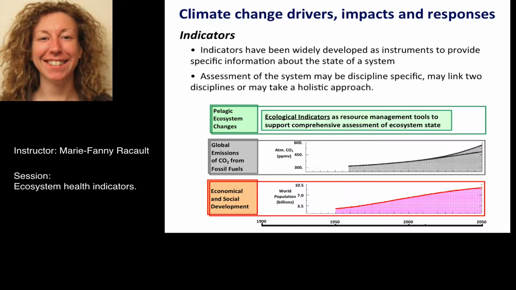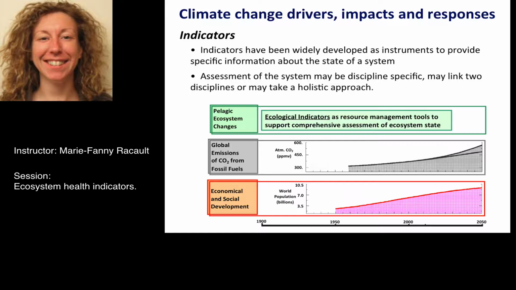So as I mentioned, we have drivers, so environmental and social development. An indicator of this is changes in the world population. Nowadays we're reaching about 7.5 billion people on the planet. By 2050, the projection is for 9.8 billion.